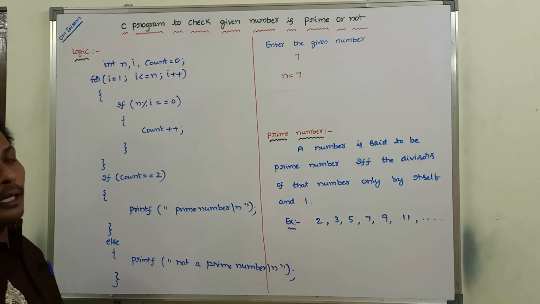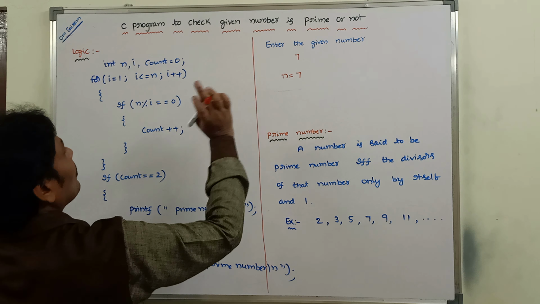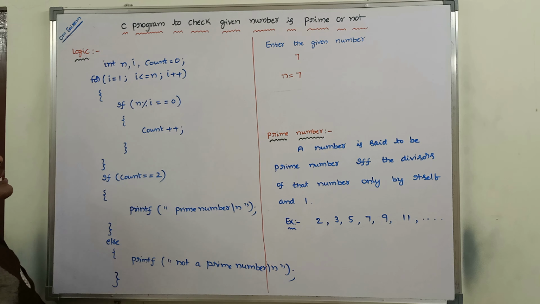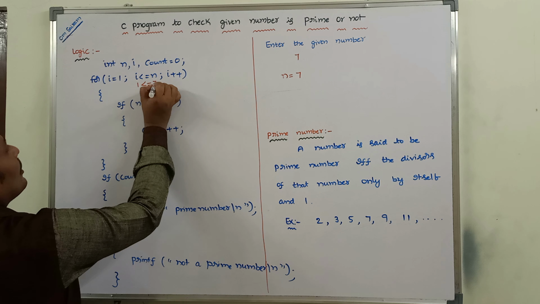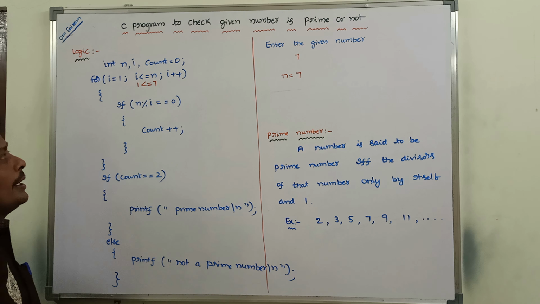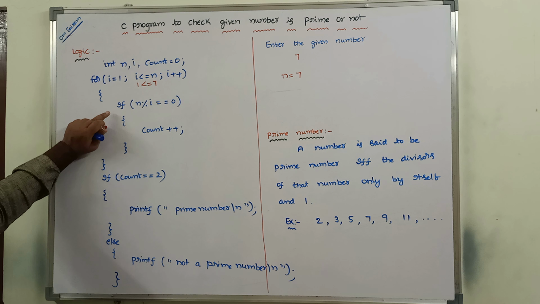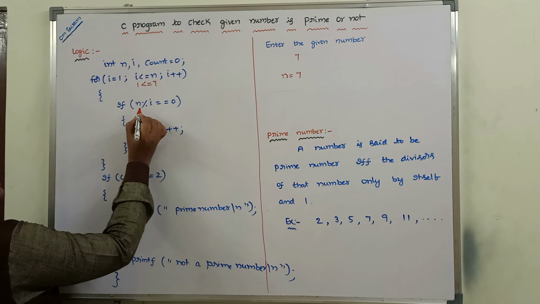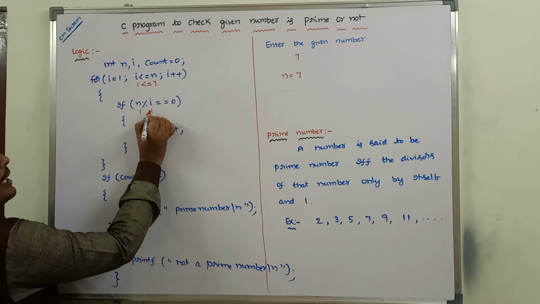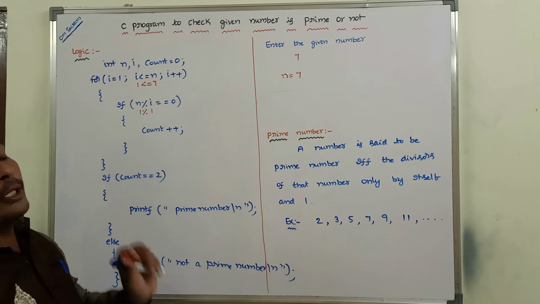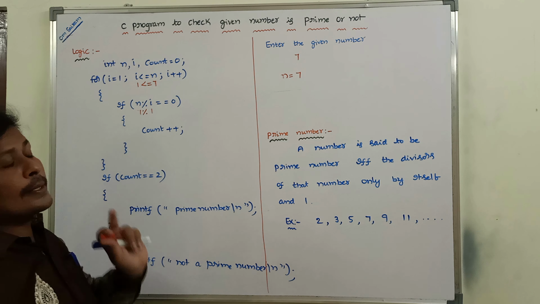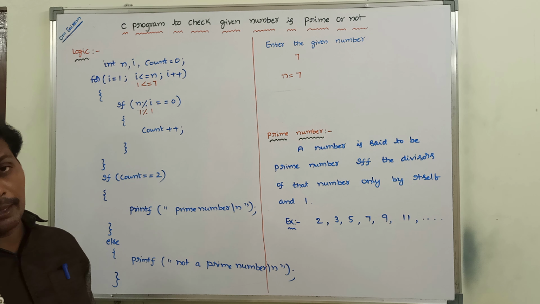Now we can go for the logic. First, i = 1, i <= n. So here the i value is 1, and 1 is less than or equal to 7. The condition is true. If the condition is true, then the control goes to the body of the for loop. In that body of the for loop, an if statement is there: if n % i, where the n value is 7 and the i value is 1, is 7 % 1 equal to 0 or not. Here this modulus operator always returns the remainder value.